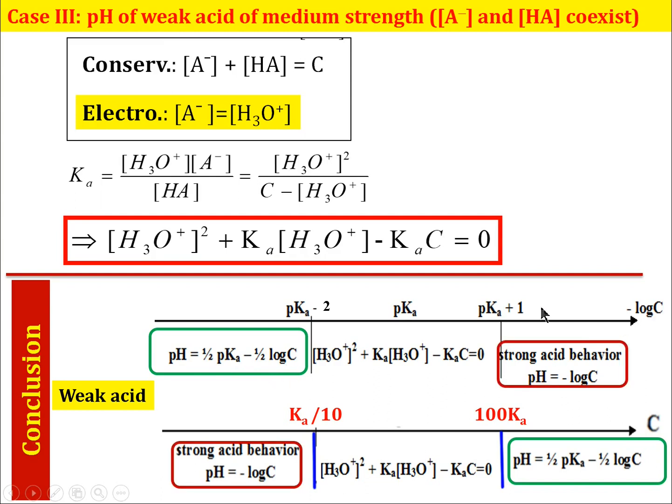If minus log C is greater than pKa plus 1, or if the concentration C is less than Ka divided by 10, the weak acid behaves as strong, and we apply the relation pH equals minus log C. In the third case, if minus log C is between pKa minus 2 and pKa plus 1, or if the concentration C is between Ka over 10 and 100 Ka, we have to solve this quadratic equation to find the concentration of H3O plus in solution, then to find the pH.